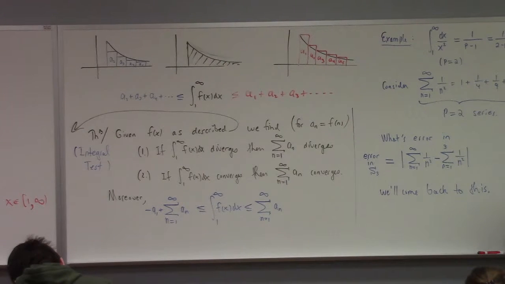The theorem, which is known as the p-series theorem, is as follows. The sum from n equals 1 to infinity of 1 over n to the p diverges for p less than or equal to 1, and it converges for p greater than 1. Oh, I got it backwards. That's supposed to be p less than or equal to 1 for divergence, and p greater than 1 for convergence.